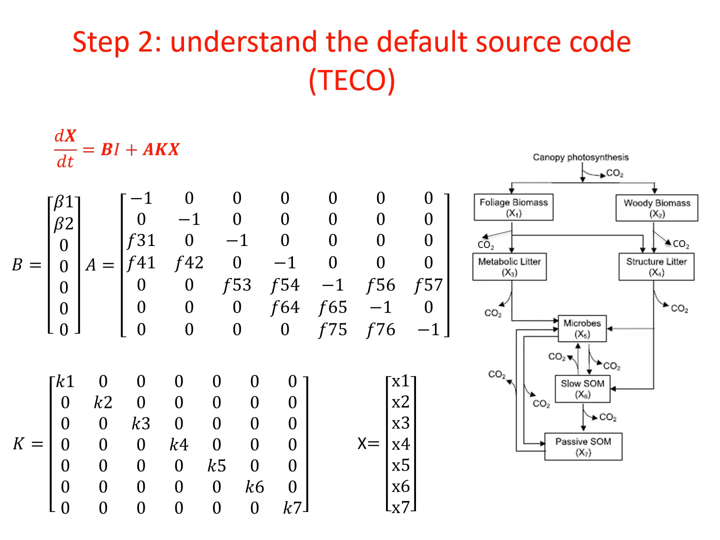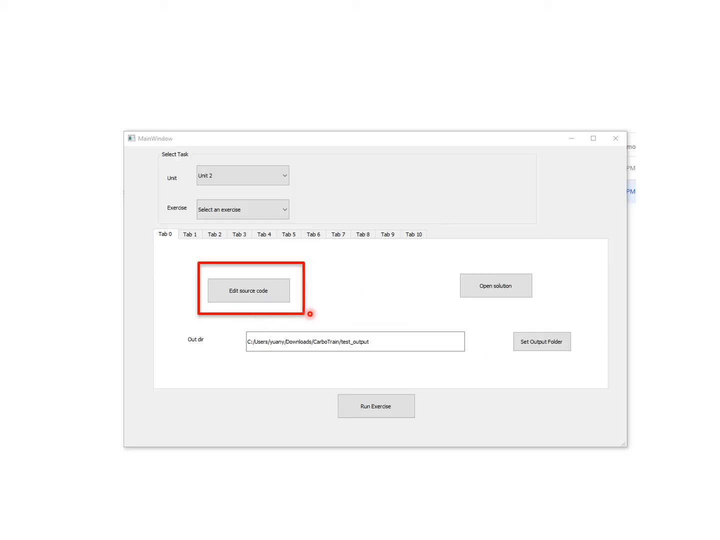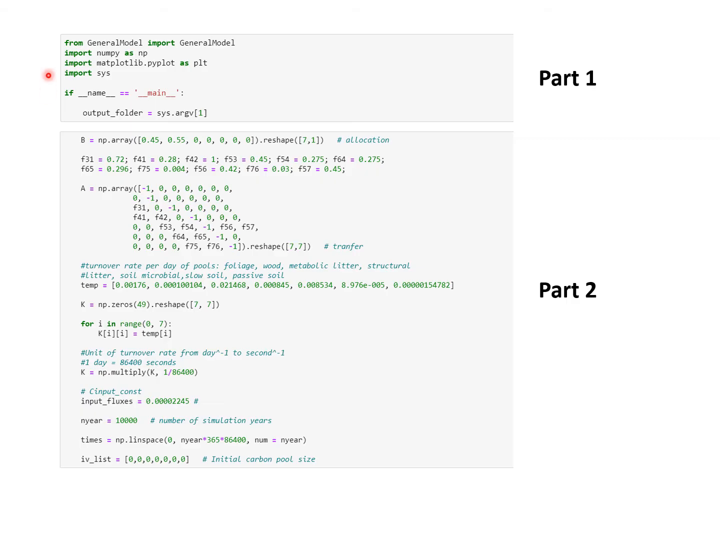In the second step, let's step into the default source code. The default source code is based on this TECO model. I provide the matrix form here in case you want to have a look. To see the source code, click on this menu, Edit Source Code. You should be able to see the source code in black and white. Here I'm showing a color highlighted source code.